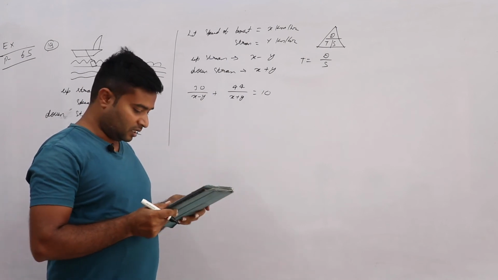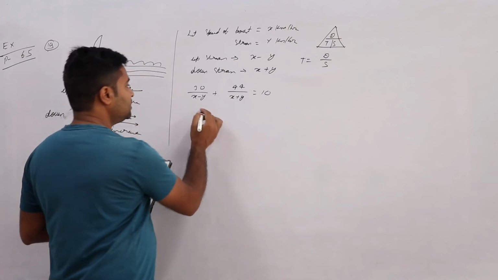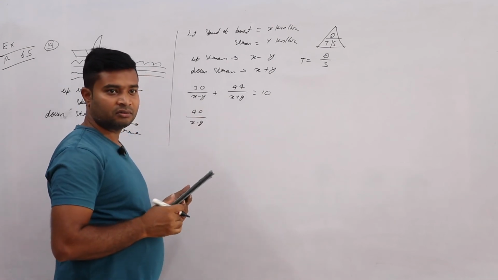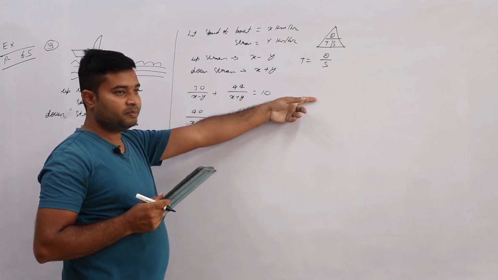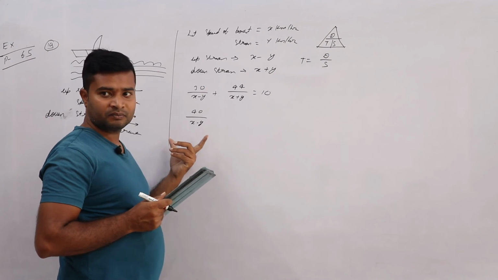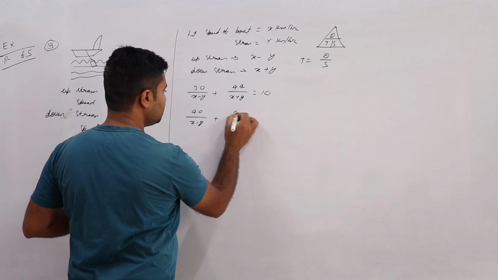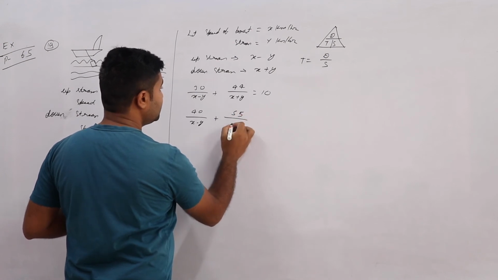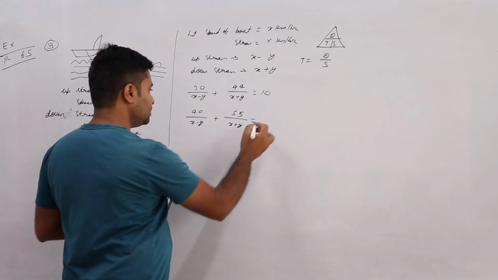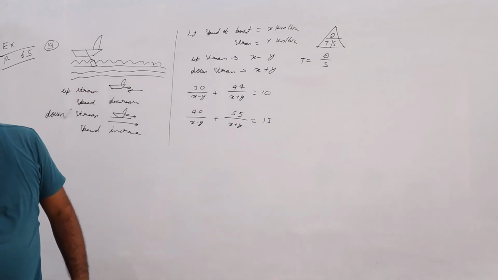Next situation says 40 kilometer upstream. So 40 by x minus y. This is the time, since time is equal to distance by speed. And 55 kilometer downstream, so 55 by x plus y, and total time taken is 13 hours. So we get our two equations. Yes or no?